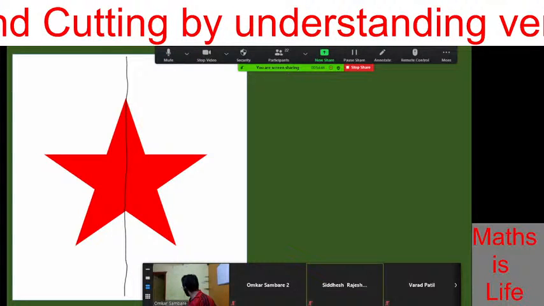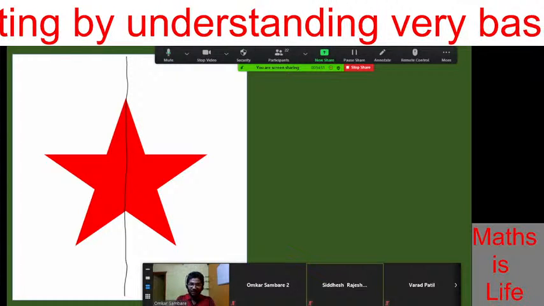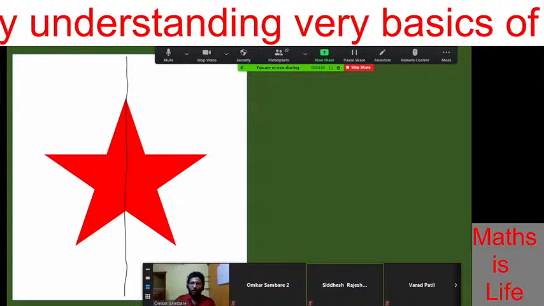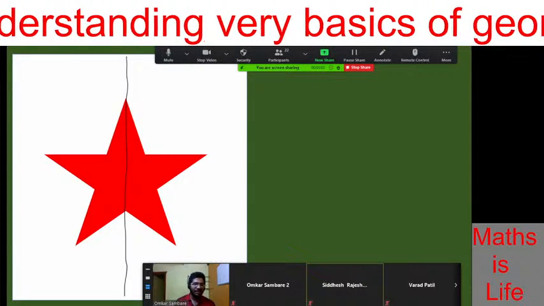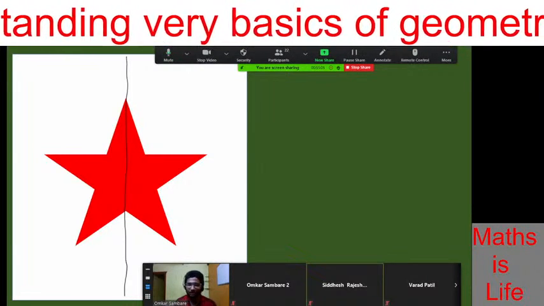Now, how you will get this shape using one straight cut? Otherwise you will say, oh, it is easy, just cut all those lines one by one and we will get the star shape. But not like this, using only one straight cut.